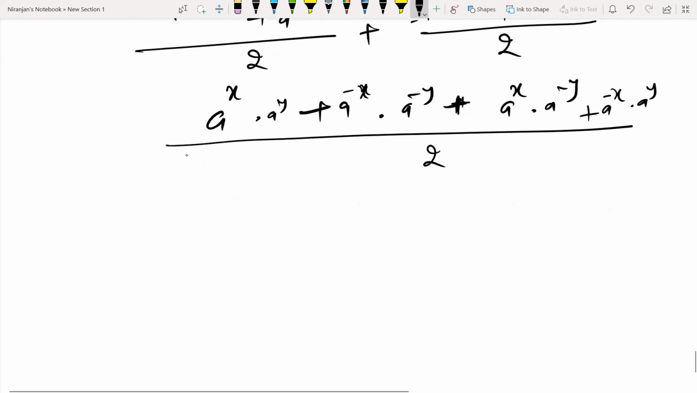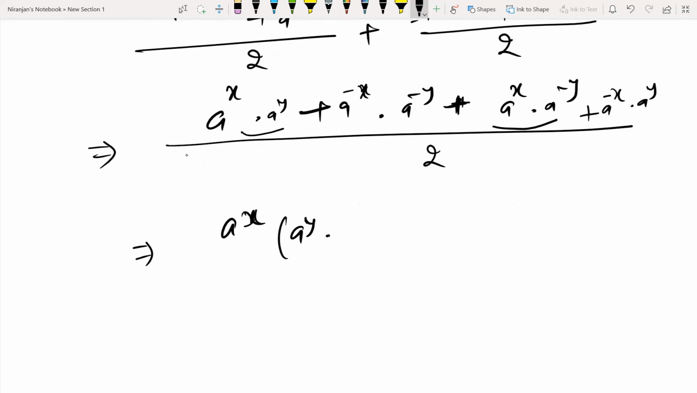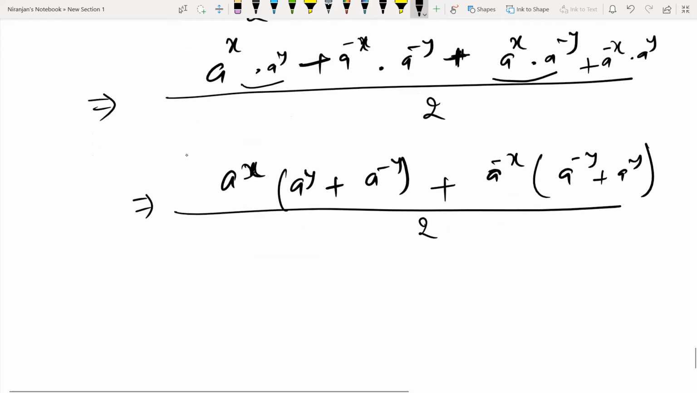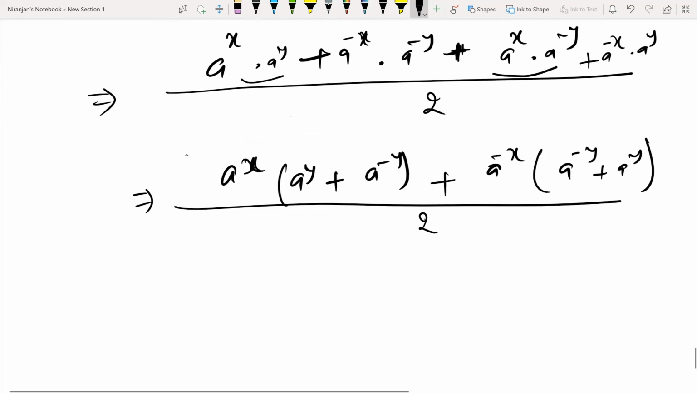Okay, then what exactly do I do? I take like terms together. So if I take a to the power x terms together, then I get a to the power y plus a to the power minus y. If I take a to the power minus x together, then I get a to the power minus y plus a to the power y. This is some sort of factorization that I'm doing, or this is the basic thing that you should always do in these kinds of questions.